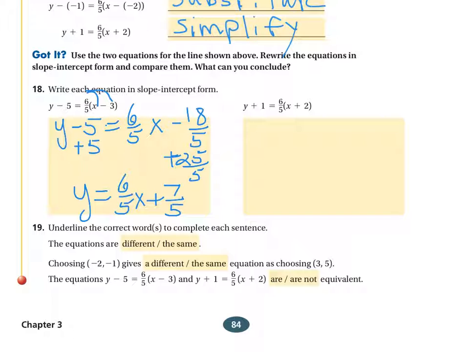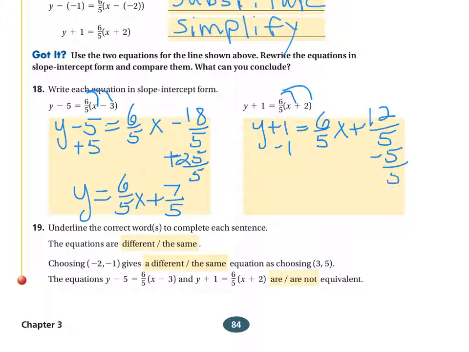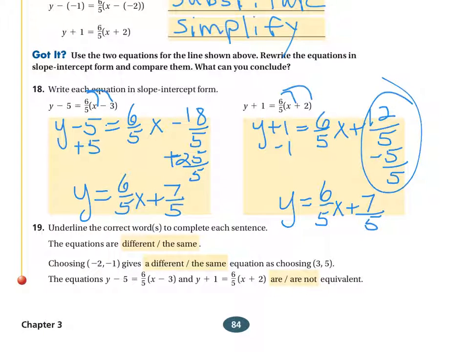All right, the second equation, same thing. We're going to distribute our 6/5 and subtract the 1. So let's start by writing what happens when we distribute. So 6/5 x plus 12/5. So this time we're going to be subtracting the 1 on the left-hand side, but I'm going to write it as 5/5 so that I have a common denominator, so I can combine my 12/5 minus 5/5, and that gives me 7/5. So this simplifies to be y equals 6/5 x plus 7/5.